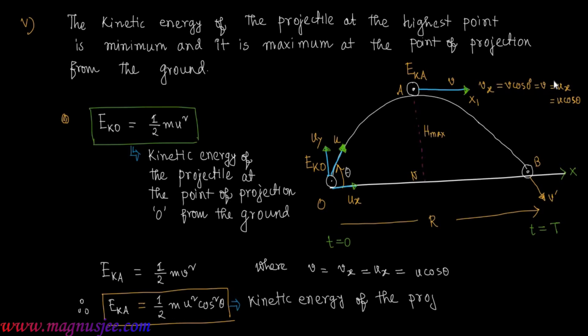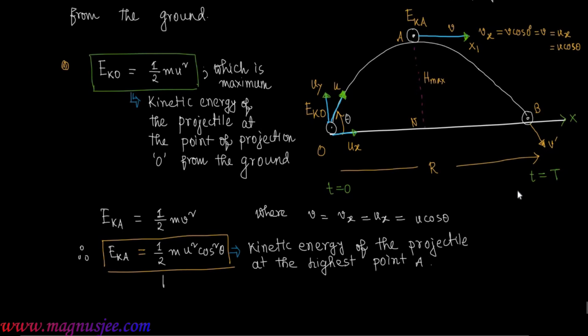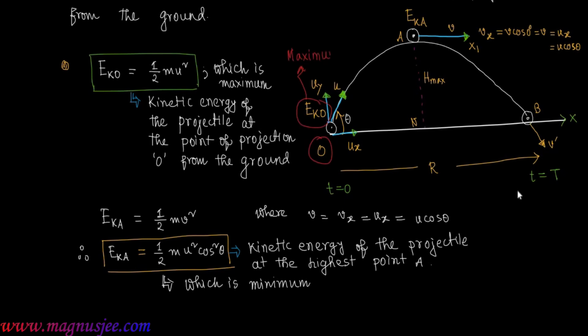EKA is equal to half m u square cos square theta. That is the kinetic energy of the projectile at the highest point A of this parabolic trajectory, and this is the minimum kinetic energy of the projectile. EKO is equal to half m u square, which is the maximum kinetic energy. At O, EKO is the kinetic energy which is the maximum. At the highest point A, EKA is the kinetic energy which is the minimum. And here the horizontal component of velocity remains constant. That's why vx will be equal to ux, which is equal to vx prime.